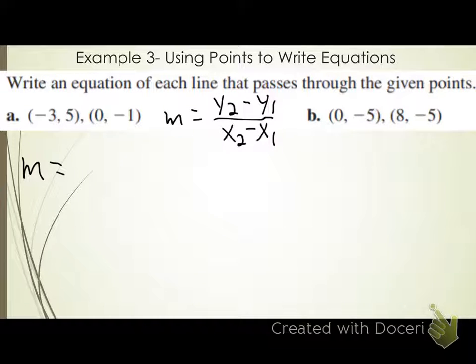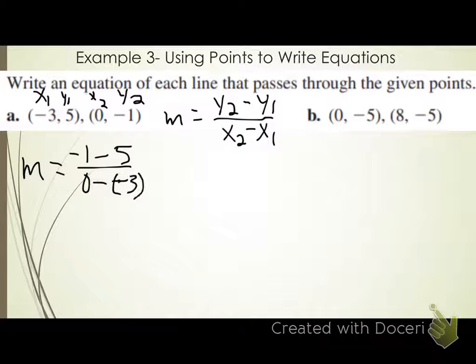So what's my y2? My second y value? Negative 1. What's my first y value? 5. Over what's my second x value? 0. Minus what's my first x value? Negative 3. Everyone okay with plugging into the slope formula? Yes.